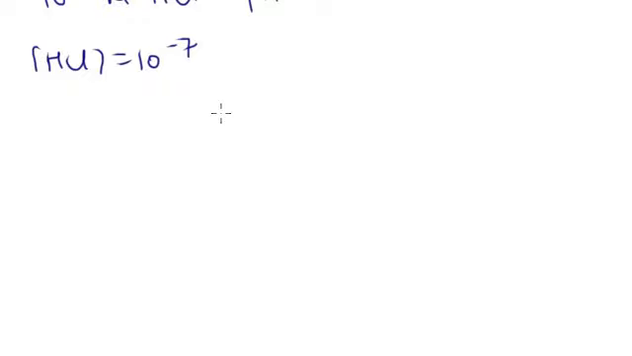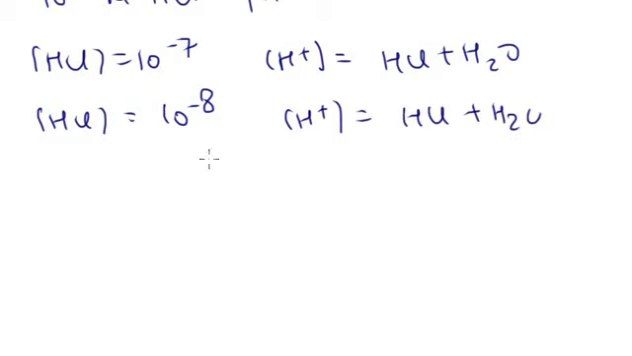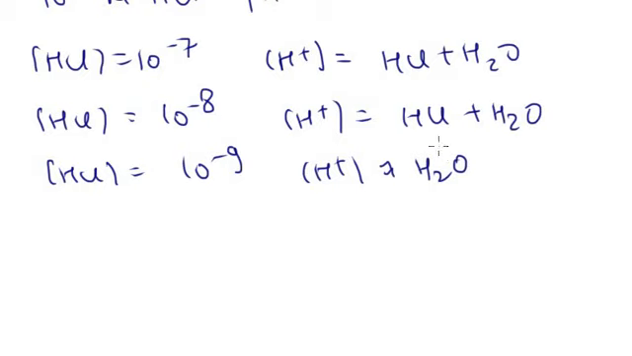So whenever we are using a concentration of H+ of 10^-7, the H+ will come from both HCl and H2O. Even if we are using a concentration of 10^-8, the H+ will have contributions from both HCl and H2O. But if we are using a concentration of HCl as 10^-9, then H+ from HCl will be very little, so it will be all from H2O.